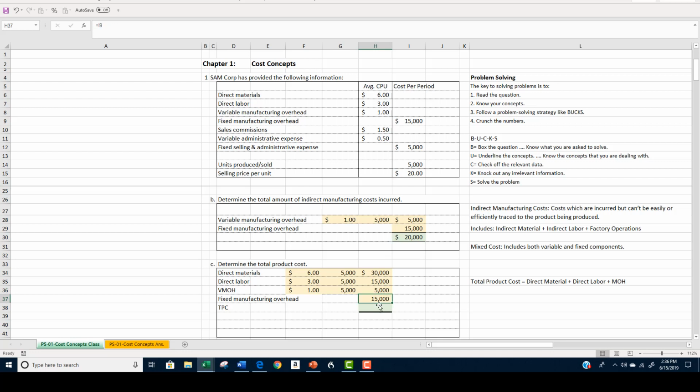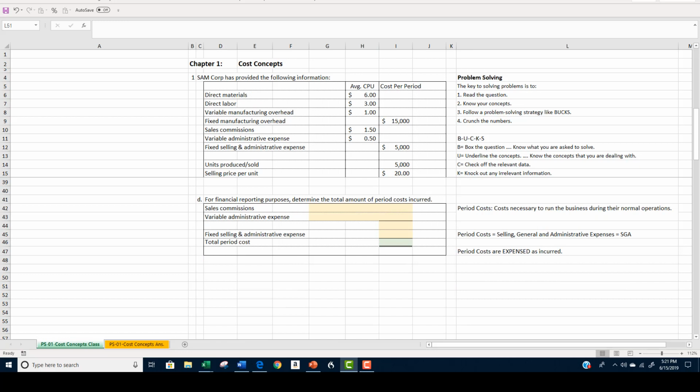The problem is solved by adding the four amounts for a total of $65,000. For this problem, the amount produced equals the amount sold. Had there been a difference between those numbers, we would have multiplied the per unit costs by the units produced and then added the fixed cost to determine the total product cost.